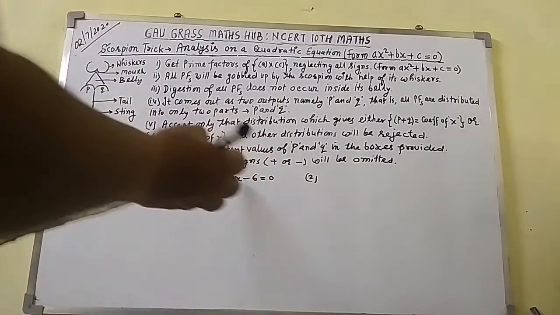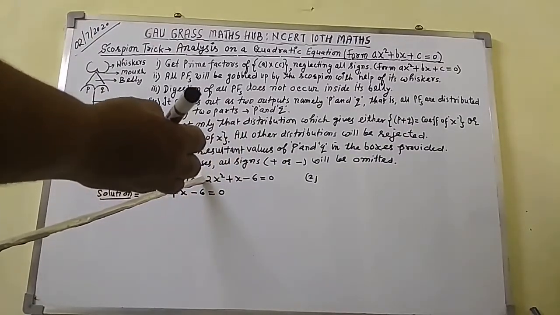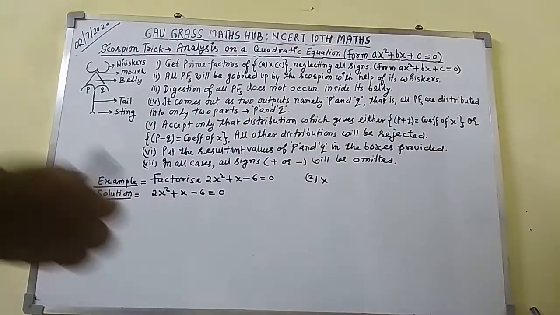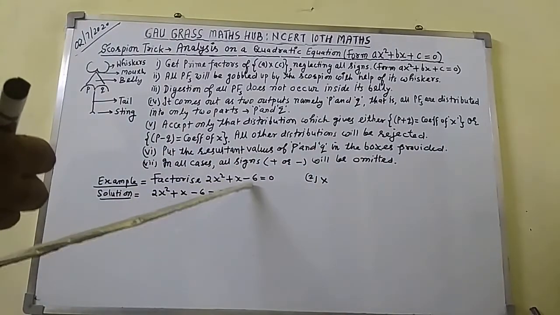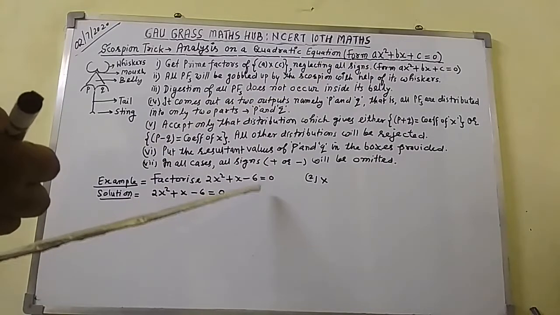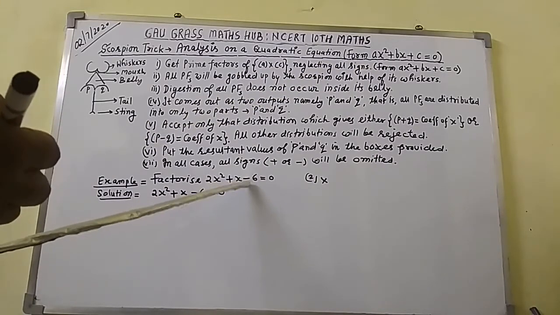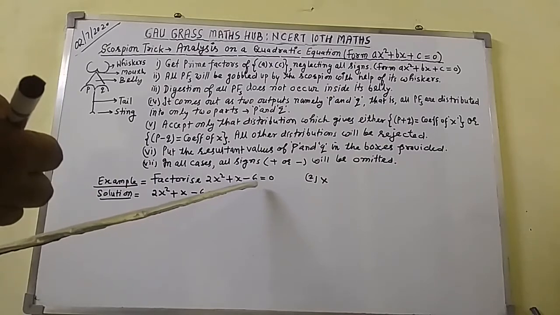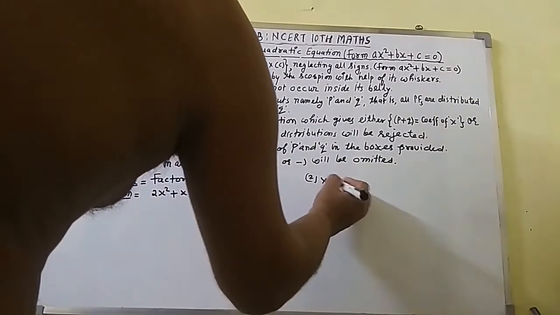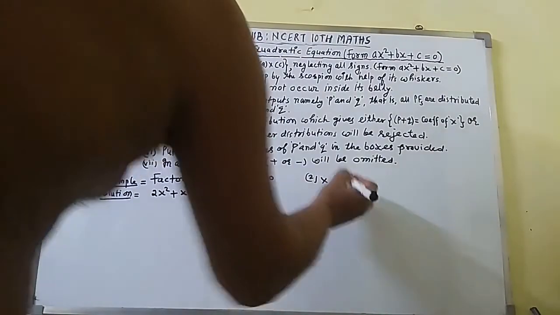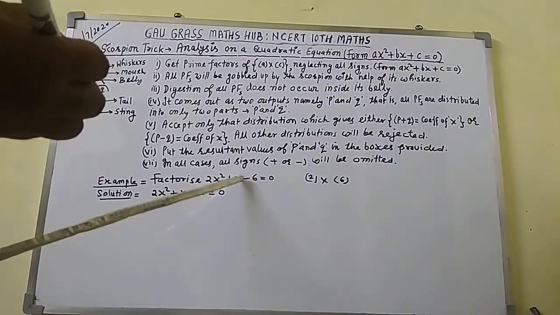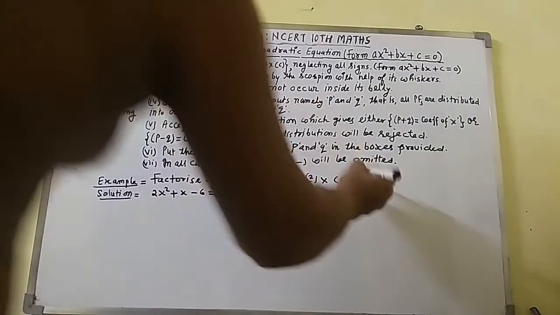A equal to 2 is here, into, here you can see the constant is minus 6. Here it says neglecting all signs. This means that the constant minus 6 will be treated as only 6. The value of C is 6 here, since I have omitted the minus sign, and that becomes 12.